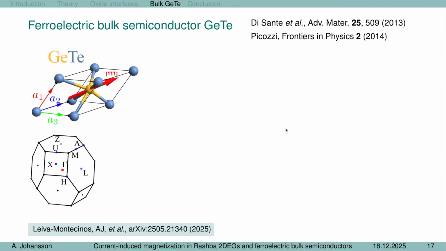So germanium telluride has a rhombohedral structure, and now we see in blue the tellurium atoms sitting at the corners. And in the center, there is germanium, but it's not exactly at the center. It's a little bit displaced along the 1-1-1 direction. And this polar displacement gives rise to a finite polarization of the system. And this breaks inversion symmetry. And whenever inversion symmetry is broken, we should think about the Edelstein effect.